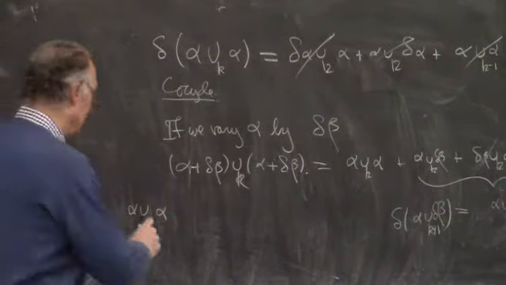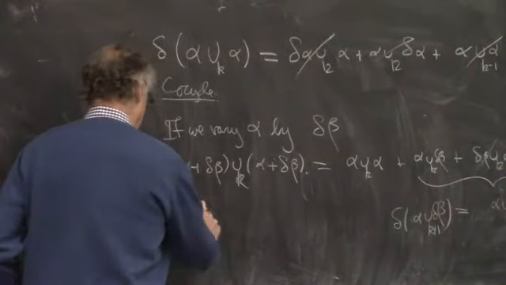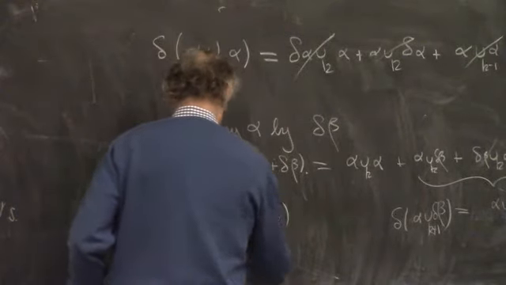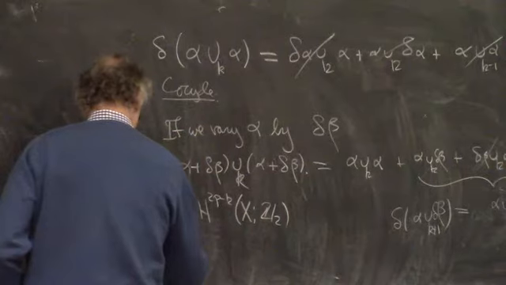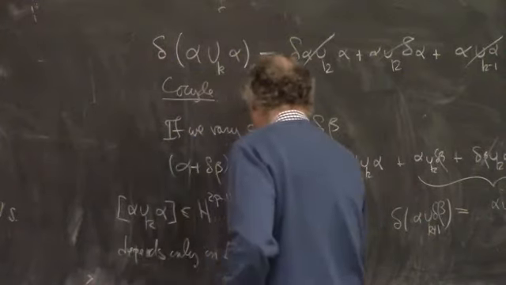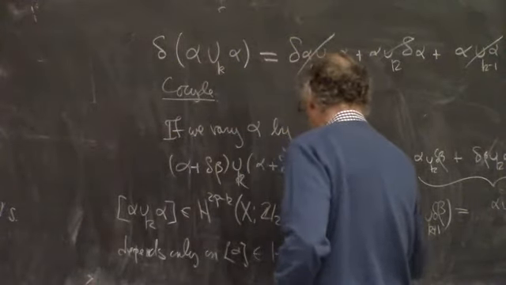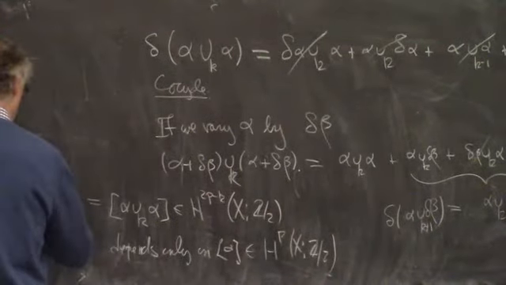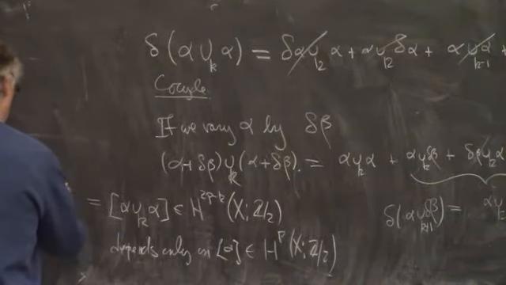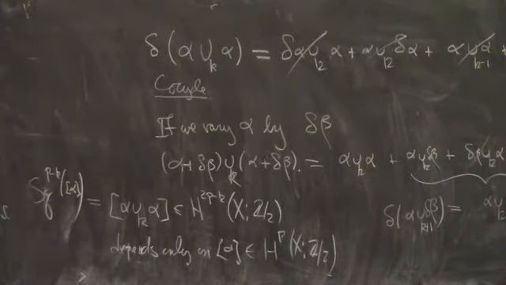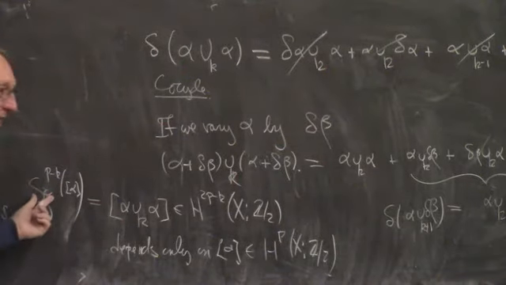cohomology class of alpha. So this cohomology class in H^(2P minus K) of X, with Z2 coefficients, depends only on the class of alpha in H^P of X. And this is the definition of the Steenrod square Sq^(P minus K) of alpha. Yeah, P minus K. So the square raises dimension.